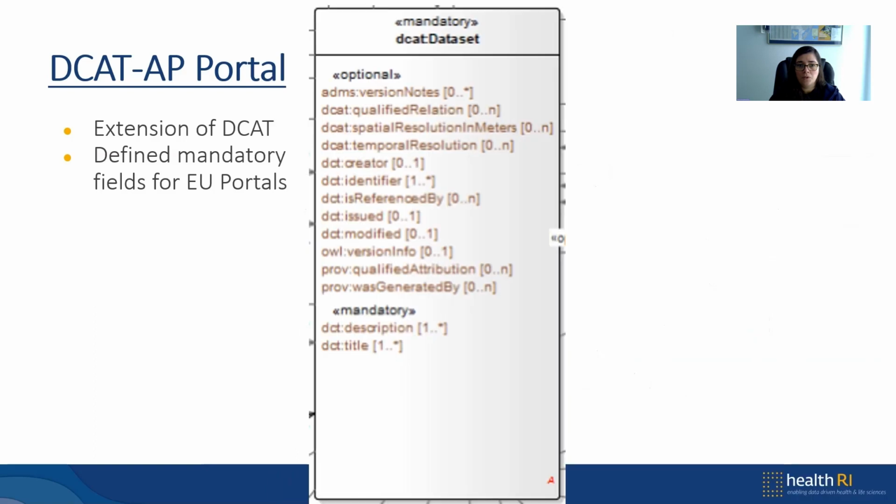So DCAT AP portal is an extension of DCAT and is also defining these mandatory fields for European portals. For example, for the class dataset, you see that the only mandatory fields or properties would be description and title, and the rest of them are completely optional. This type of decisions we can also take into account when we are defining our own profile for DCAT in our community or in our research infrastructure in the Netherlands.